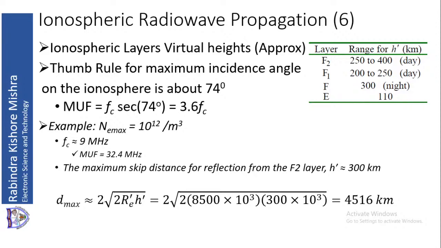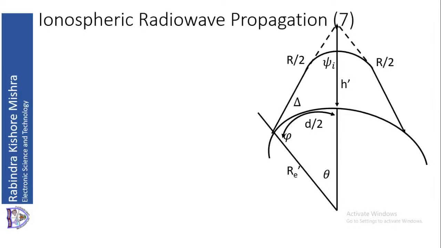So this is the skip distance. If you start from one point, the angle between the incident ray and the tangent is delta. That is called the launch angle. D by 2 is the distance from the launching point up to the reflection point. So from this you can easily find the launch angle delta. Delta will be phi minus 90 degrees. Why phi minus 90 degrees?